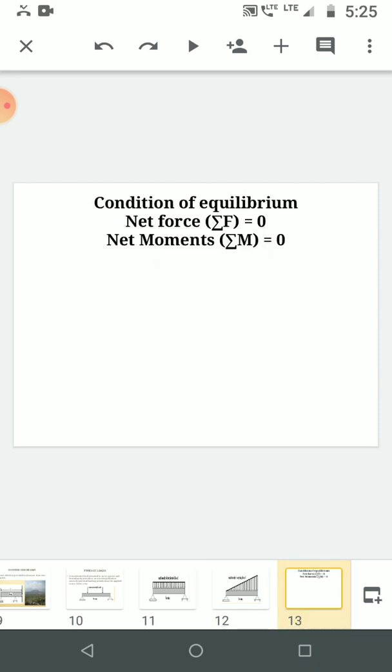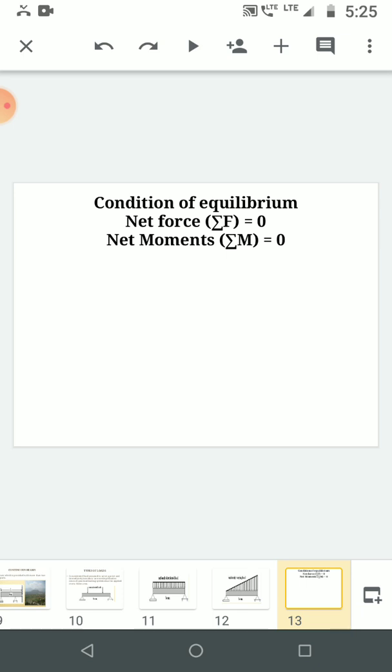Now finally, before starting the shear force and bending moment diagram, we have to know about the conditions of equilibrium just to calculate the forces and moments at the joints. So first, we have to study statically determinate structures like cantilever beam, simply supported beam, overhanging beam. In this case, we can calculate the unknowns using the conditions of equilibrium.